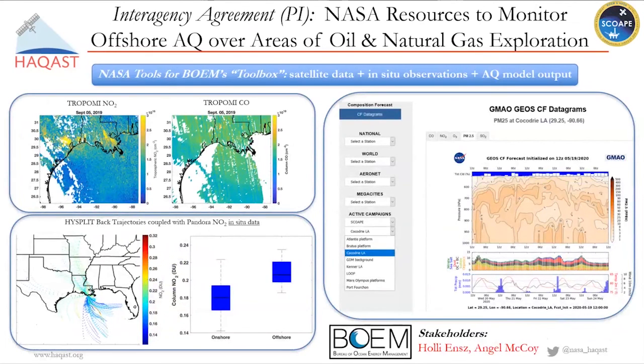Another project that I was involved in was a project with the Bureau of Ocean Energy Management, or BOEM. I was the PI of an interagency agreement that began in about 2017. They came to NASA and said, can we use NASA resources to monitor offshore air quality over areas of oil and natural gas exploration in the Gulf of Mexico? And my answer at the time was, yes, of course, but we need a little time to figure out exactly what we can and can't do out over the ocean.